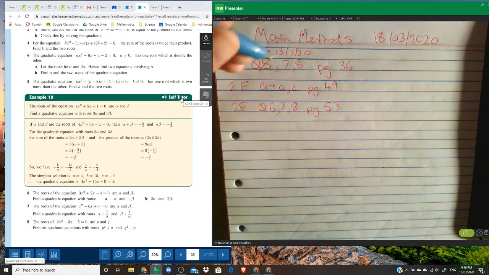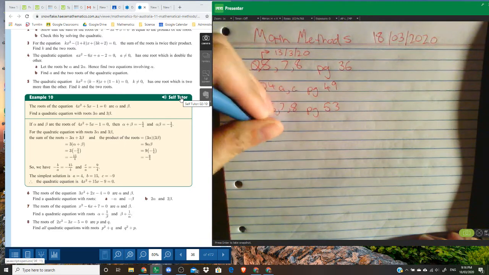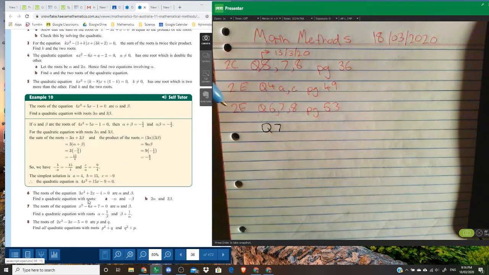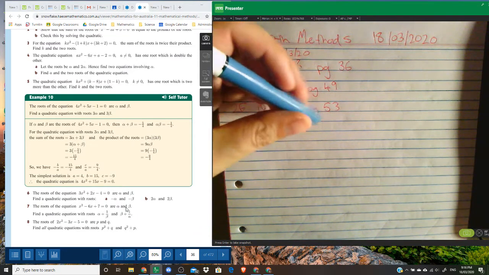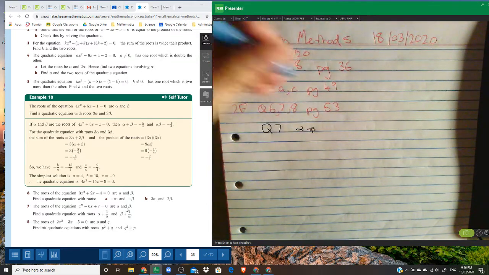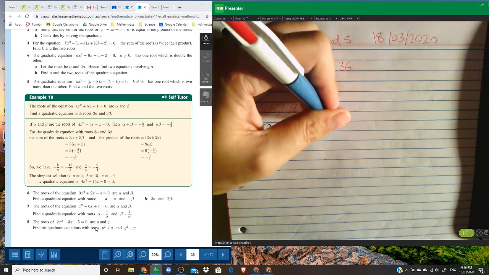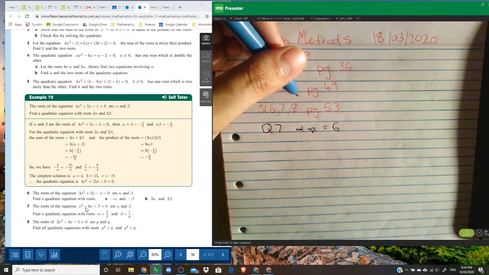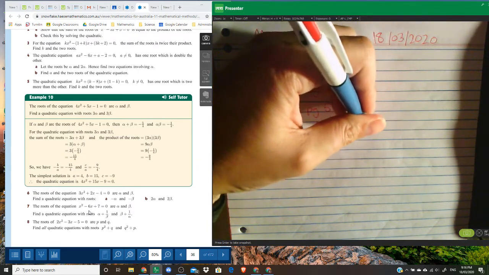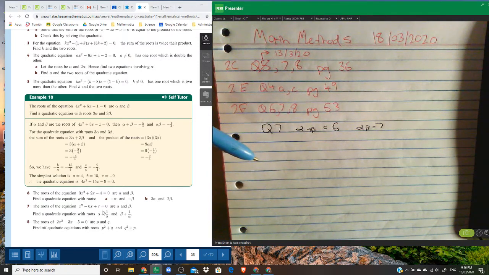So for question 7, let's do that one first. All right, so we can see down here, the roots of the equation x squared minus 6x plus 7 equals 0 are alpha and beta. So remember, the sum of the roots is minus b on a, so it'll be 6 on 1, which is just 6. And the product is c on a, which is alpha times beta, equals 7. Now, with those two, you somehow have to come up with what these are here.